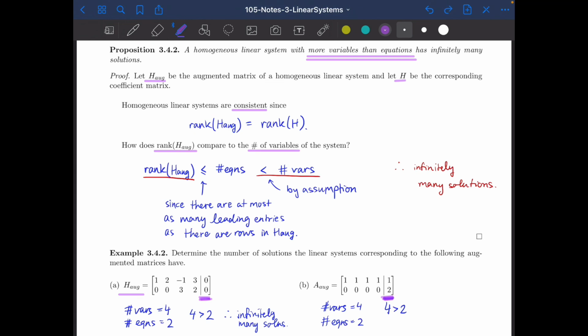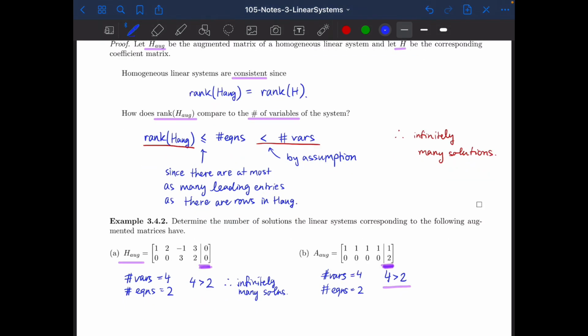We do have that the number of variables is greater than the number of equations, but that doesn't necessarily mean that the corresponding linear system has infinitely many solutions. In fact, we can see that the rank of the augmented matrix is 2, while the rank of the coefficient matrix is actually 1. And so the corresponding linear system actually has no solution.